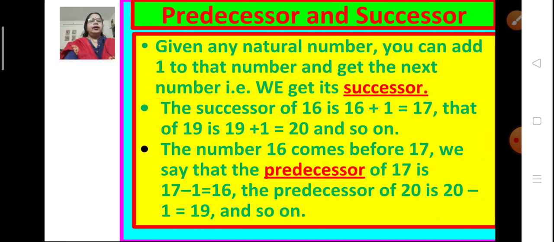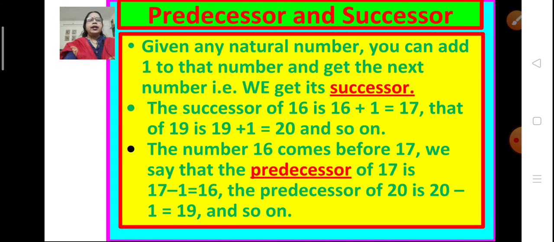Okay, and what are predecessor and successor of numbers? How do we get the predecessor? We get the predecessor by subtracting 1 from a number, and successor, that means next number. How do we get that? We get that by adding 1 to a number. So, given any natural number, you can add 1 to that number and get the next number. Alright, so we get the successor.